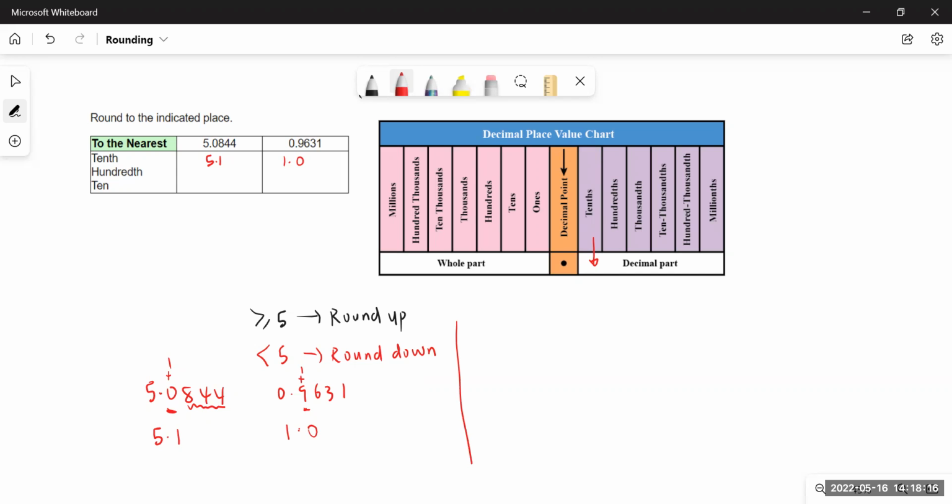Now, if you want to round 5.0844 to the nearest hundredth, you follow the same steps. You want to locate the hundredths place, which is the 8. And the digit that follows 8 is 4, which is less than 5. So you're going to leave the 8 as it is. And this is what we call rounding down. And all these digits that follow the 8 will reduce to 0.